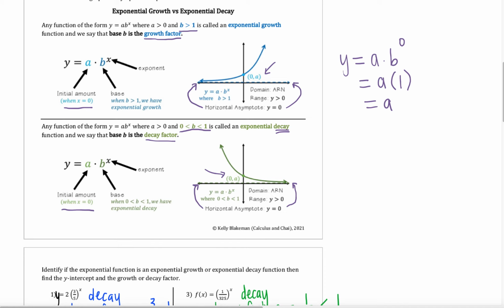And as well, they both have a domain of all real numbers and a range that is y is strictly greater than 0. In our next section, we are going to introduce the transformations back into these graphs, and we'll talk about how the domain, range, and horizontal asymptote could change depending on what type of transformations we have.